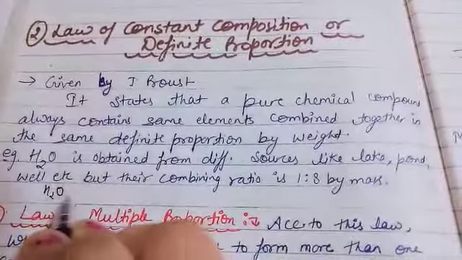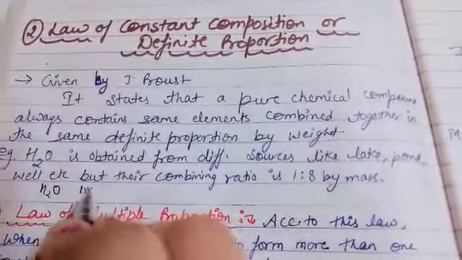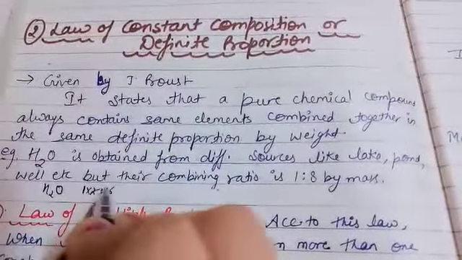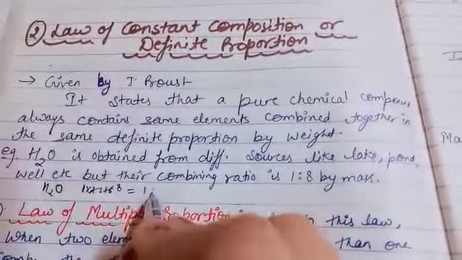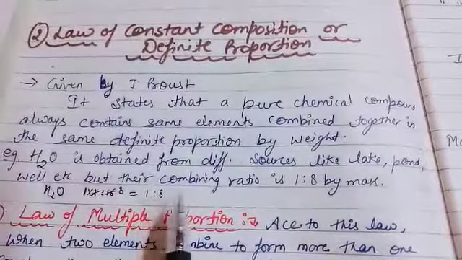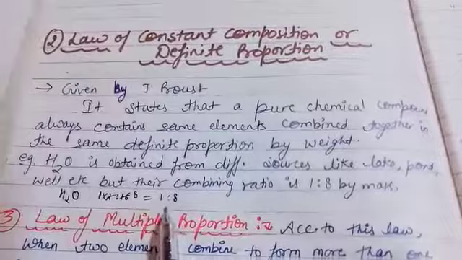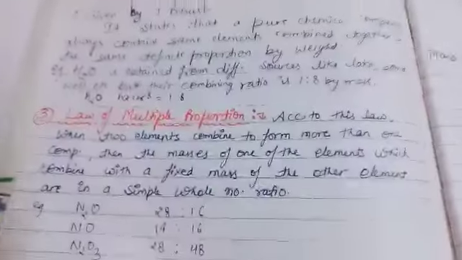In this, the atomic mass of hydrogen is 1, and how many hydrogens are present? It's 2. And the atomic mass of oxygen is 16. Now cancel it, so the ratio becomes 1:8. Hydrogen and oxygen always combine in this ratio by mass, whatever the source, they will always combine in this ratio.